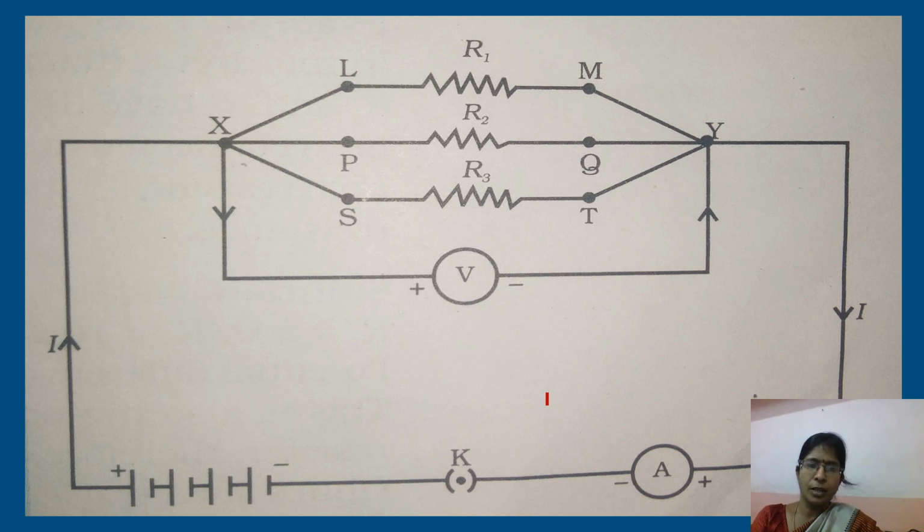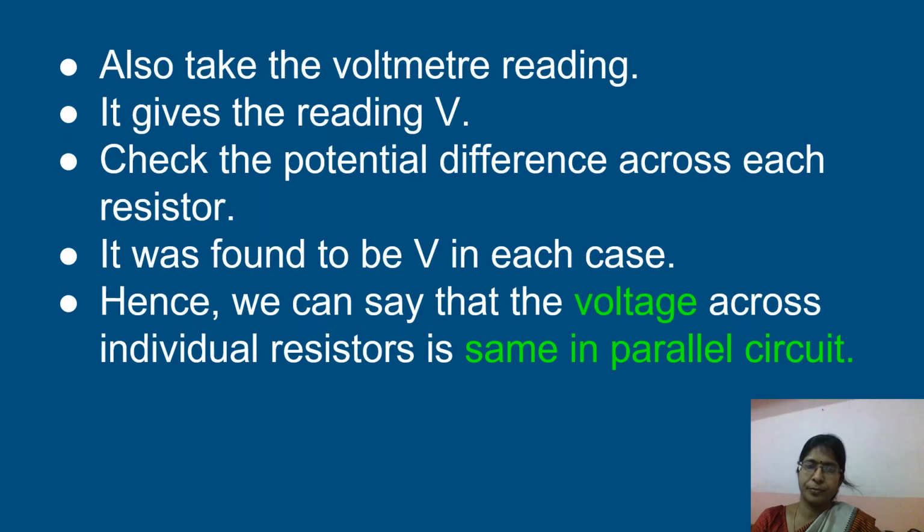of resistors. So here the voltmeter is connected across the combination of resistors because it is connected between the points X and Y, and X and Y is a combination of resistors. So here the voltmeter reading V gives the potential difference across the combination of resistors, and the ammeter here denotes the current reading across the combination of resistors, which is noted as I. Also take the voltmeter reading, which gives the reading as V, which we have discussed now.